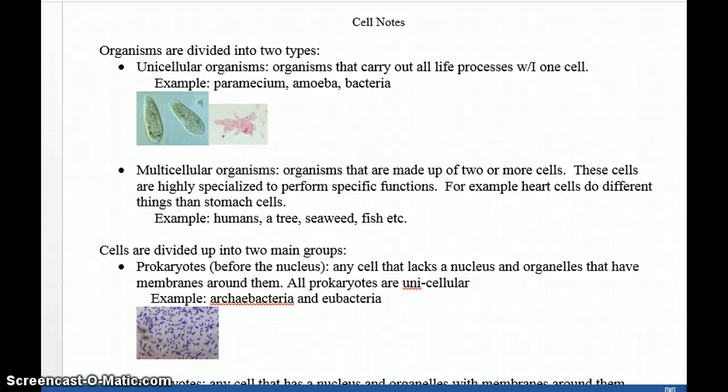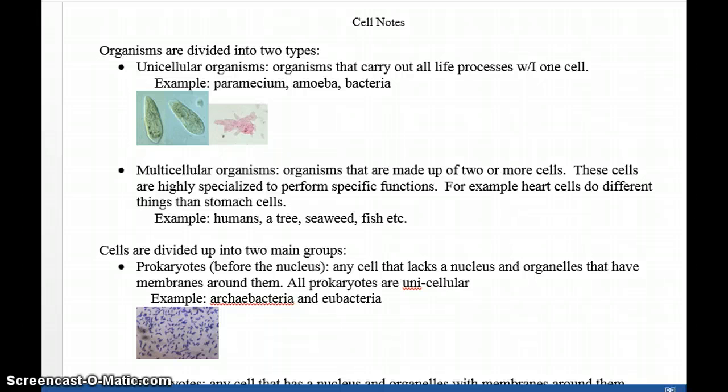Okay, today we're going to learn about cells and their parts. All living things are made of cells, and living things or organisms are divided into two different types. You can have unicellular organisms, organisms that carry out all life processes within one cell. An example of a unicellular organism would be a paramecium, which you can see in the first picture, and an amoeba, which you can see in the second picture. Another example would be bacteria, which you can see in the picture further down the screen.